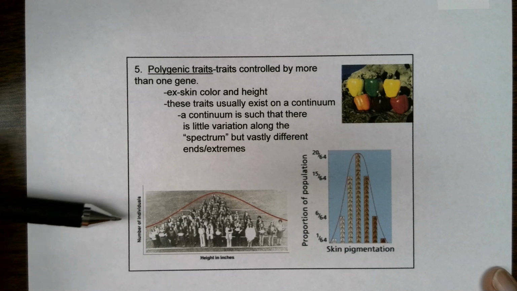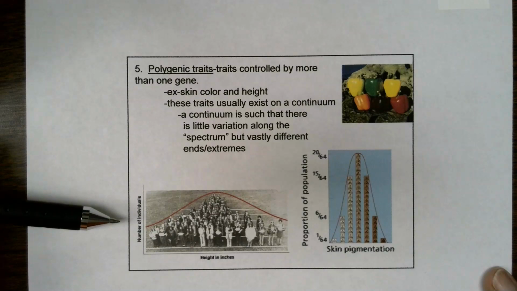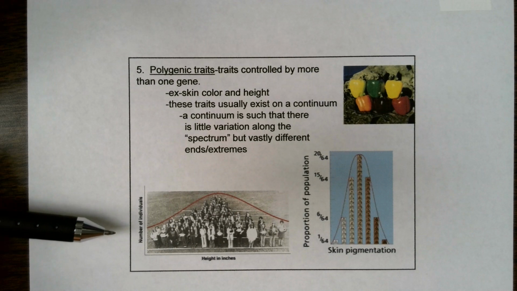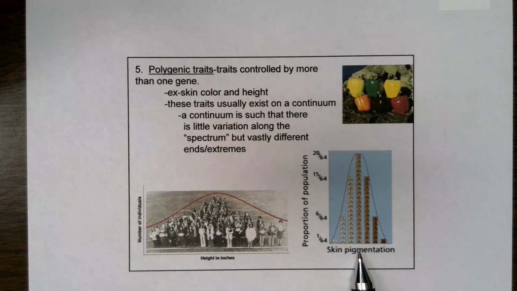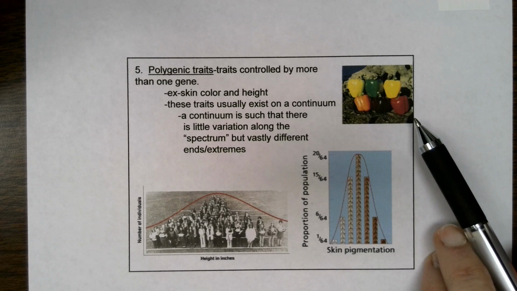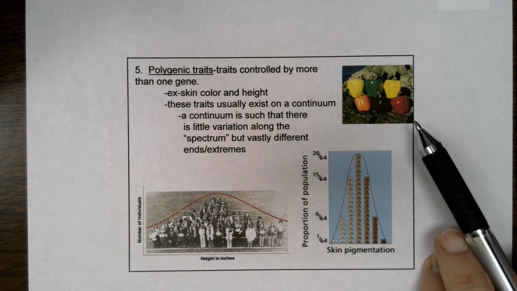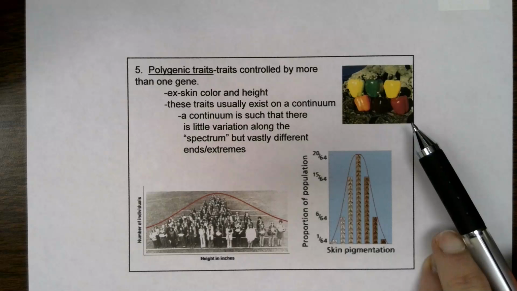We could also do this with skin color. We'd have a continuum in our class going from people that are really light complected like me to people that are much more darkly complected. And probably if we looked at the overall proportion, most people have intermediate skin pigmentation. Another example that's not a human example is bell peppers, where the different colors we can see are controlled by a polygenic trait.